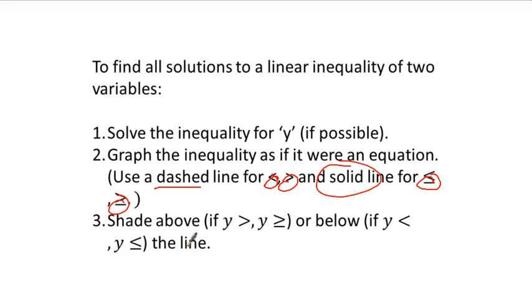And then deciding which region to shade in, whether we should shade above the line or below the line, is also not too hard to figure out. If your inequality says y is greater than something, you will shade above the line that you graph. You want all the ordered pairs that are above the line. And you shade below if you have y is less than something. So whatever line you get, you want all the ordered pairs that are below that line. And so you'll shade in that entire region.